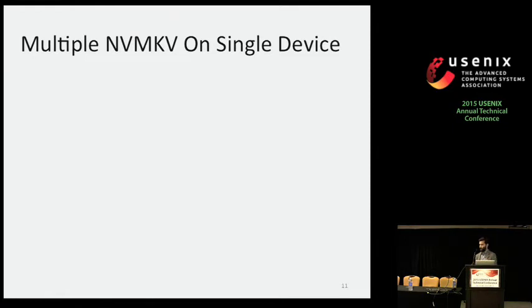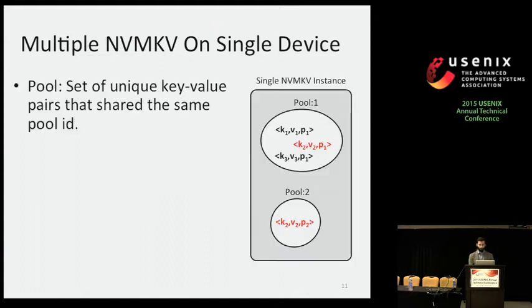Now, one of the problems with this design so far is the fact that since we're not running on top of a file system, there's not a straightforward way of creating multiple key-value stores on the same media. So, of course, one possible solution for this would be to create multiple partitions, but as you will know, the solution doesn't really scale. So what we propose is something called pools.